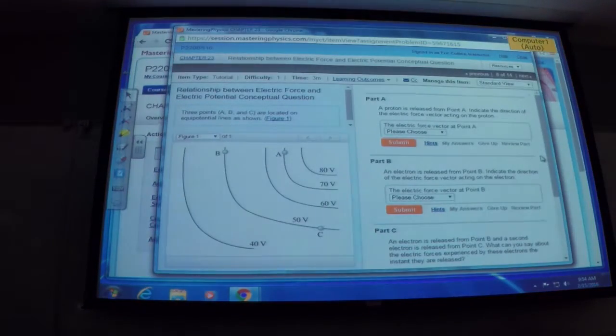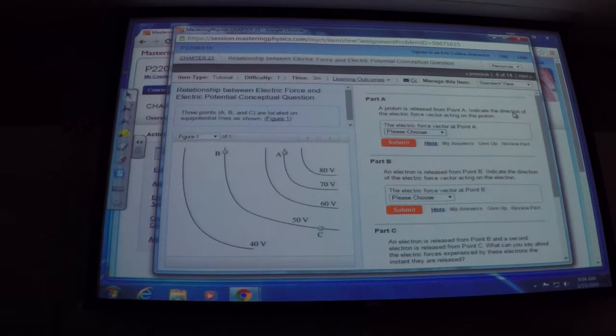All right, so it says a proton is released from point A. Indicate the direction of the electric force vector acting on the proton. Now, point A here. First of all, the electric field is going to point from high to low voltage, and it's got to be perpendicular to this line here. So perpendicular would be which way?